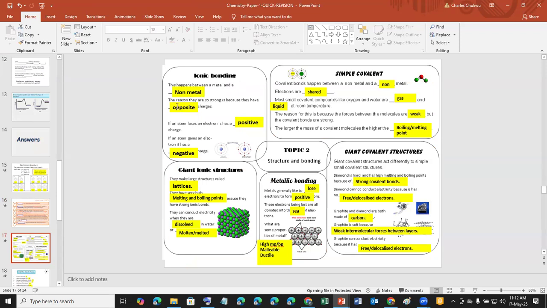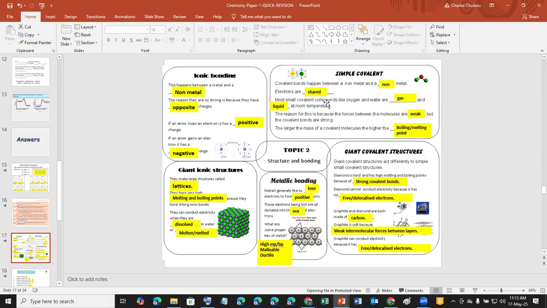Ionic bonding happens between them. They are so strong because they have opposite charges. I think we said that. Directly positive, directly negative. If an atom loses an electron, it has a positive charge. And if an atom gains an electron, it has a negative charge. We said this. Covalent bonds happen between a non-metal and a non-metal, and electrons are shared.